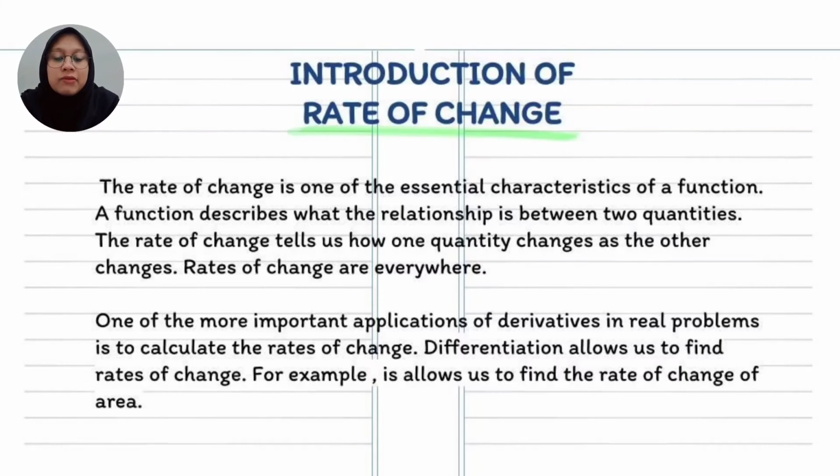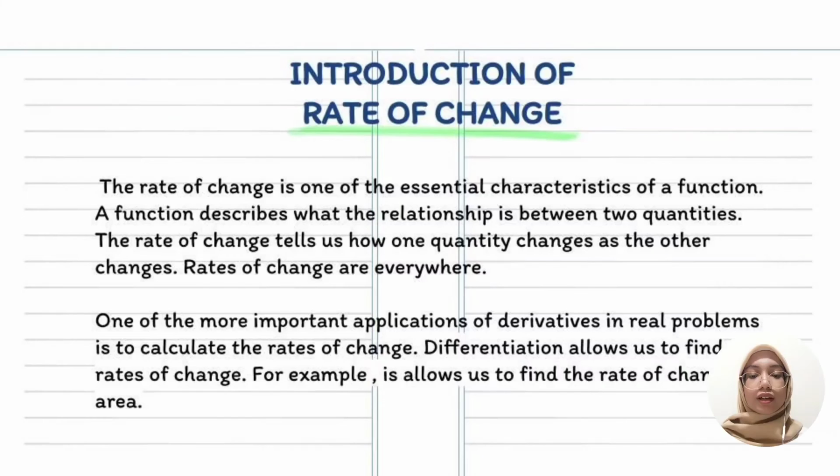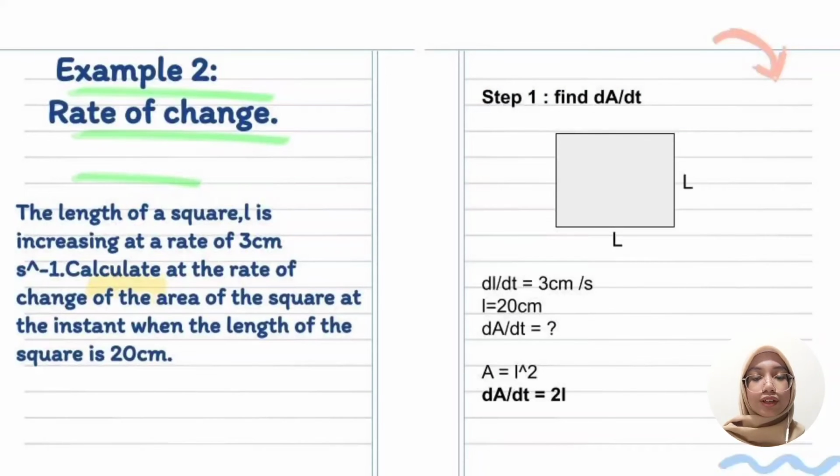For example, it allows us to find the rate of change of area. So here is an example question for the rate of change. The length of a square, L, is increasing at a rate of 3 cm per second. Calculate the rate of change of the area of the square at the instant when the length of the square is 20 cm. So that means dL/dt is 3 cm per second. It wants us to find dA/dt, and the length of the square is 20 cm.